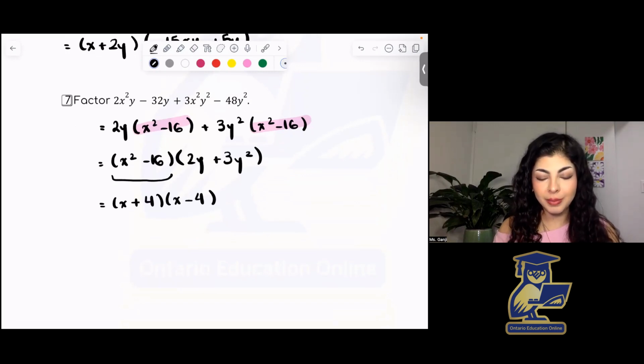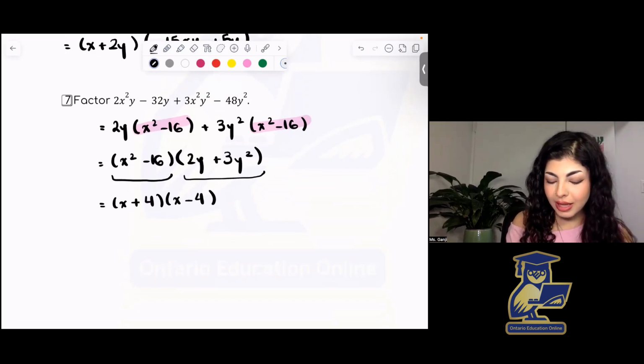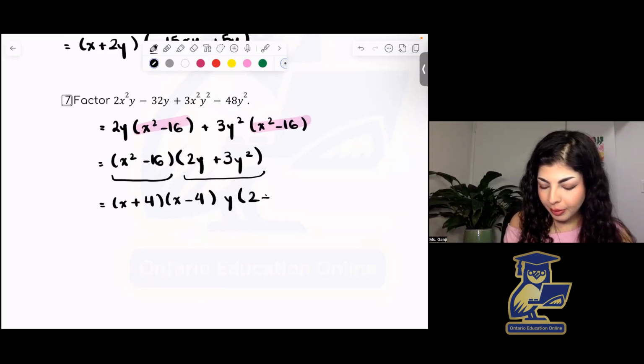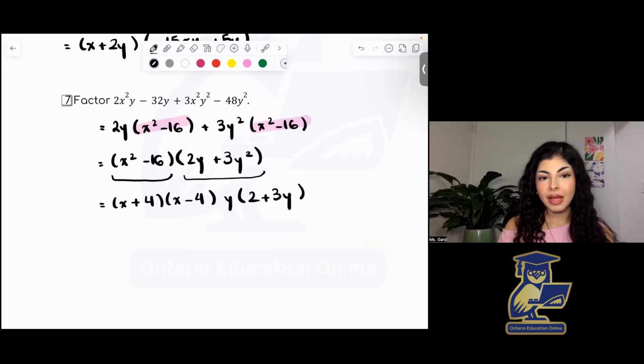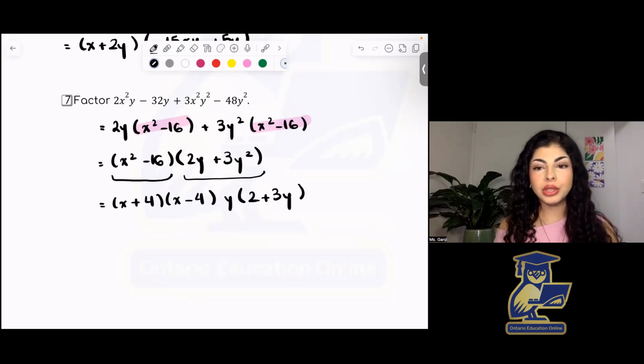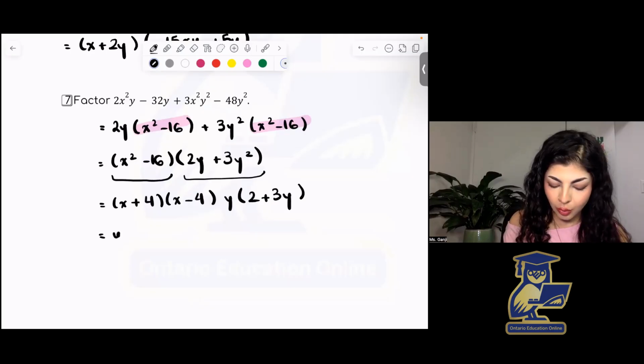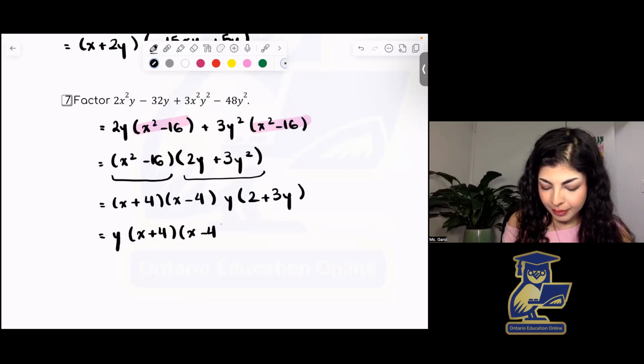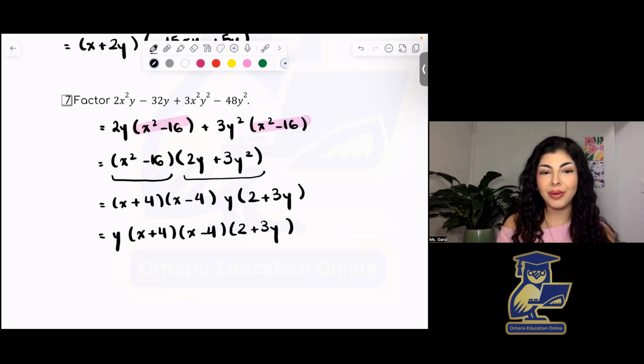And if you look at the next bracket, you'll see that they both have a y in common. So if I factor out that y, I have this. And just for correct mathematical notation, we always want to move all our coefficients and our solo variables to the beginning. So y there, and then x plus 4, x minus 4, and 2 plus 3y. And now we are done. If you try to check any of these brackets, you'll see that we cannot factor out any more. So that would be our final answer.